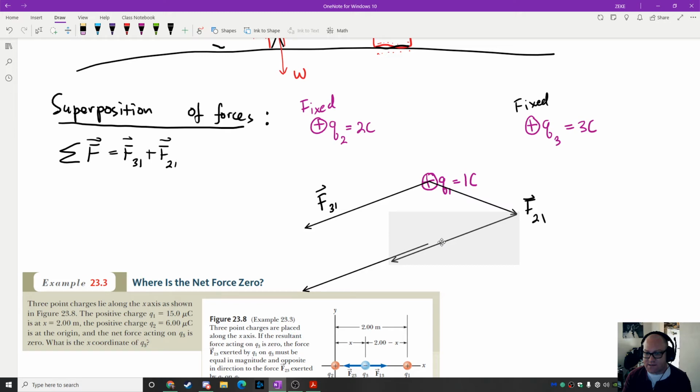From Q1 to the tip of F31. Exactly. So we basically just take another vector and we connect the tail of this vector.